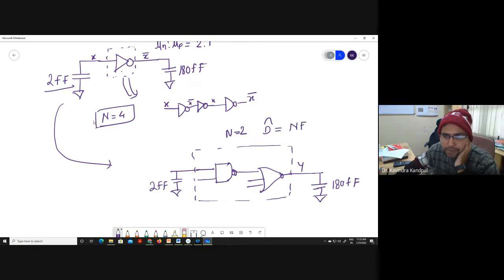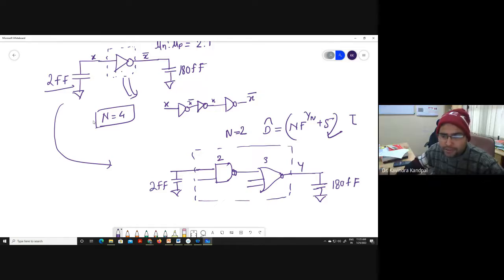Optimal delay is how much? N times f to the power 1 by n plus the summation of the parasitic delay, 2 units here and 3 units here. How much? 5. Correct? 2 units of parasitic delay here, 3 units here. That will be the delay and the unit will be tau. Correct or not? Yes, sir.